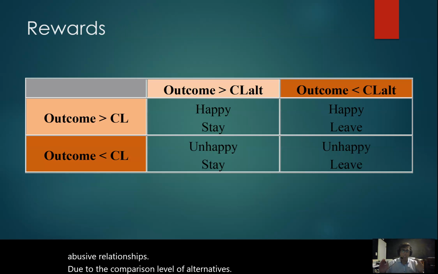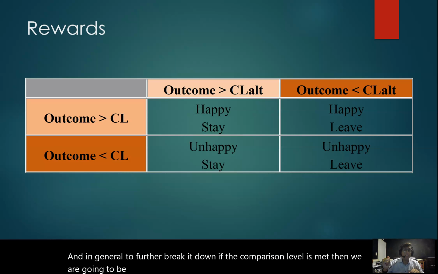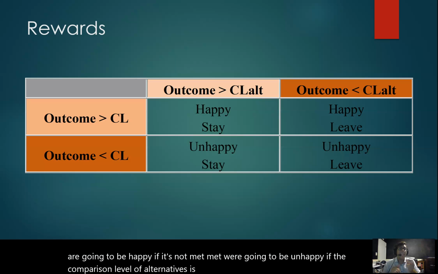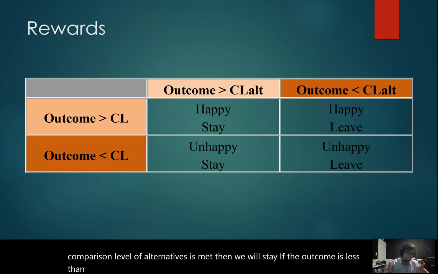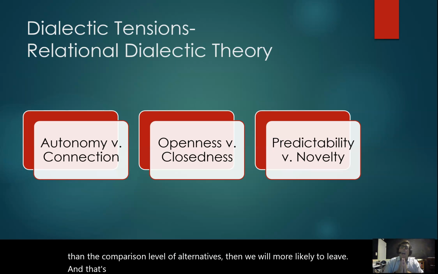And in general, to further break it down, if the comparison level is met, then we are going to be happy. If it's not met, we're going to be unhappy. If the comparison level of alternatives is met, then we will stay. If the outcome is less than the comparison level of alternatives, then we will more likely leave. And that's what that is.